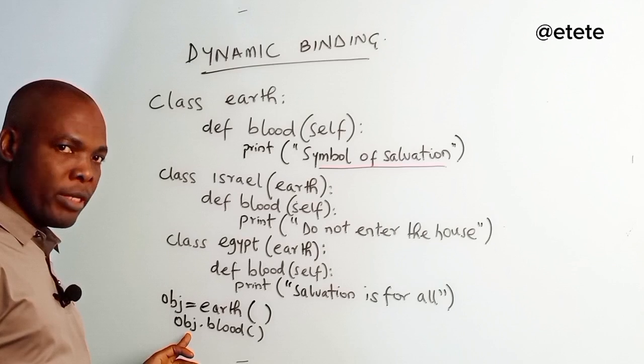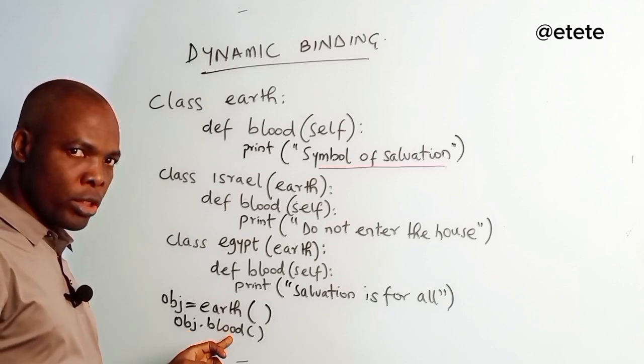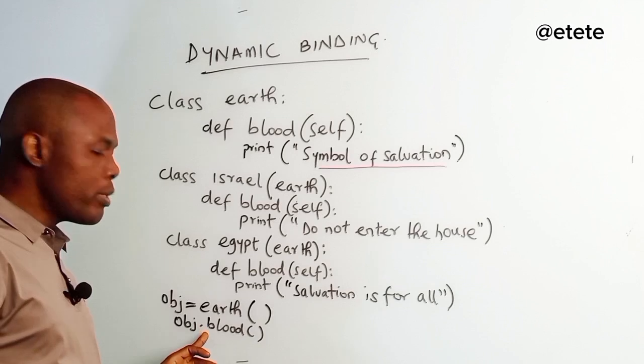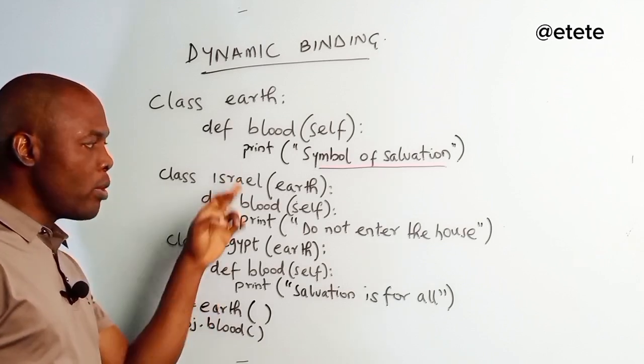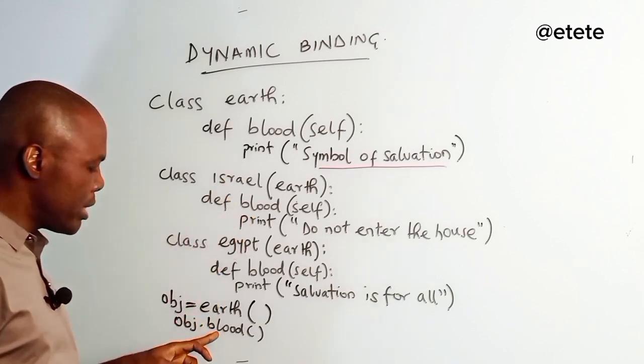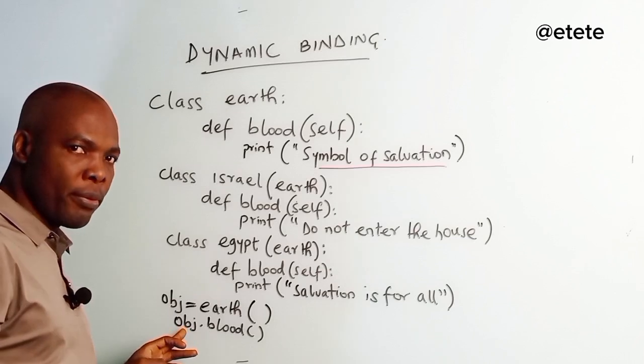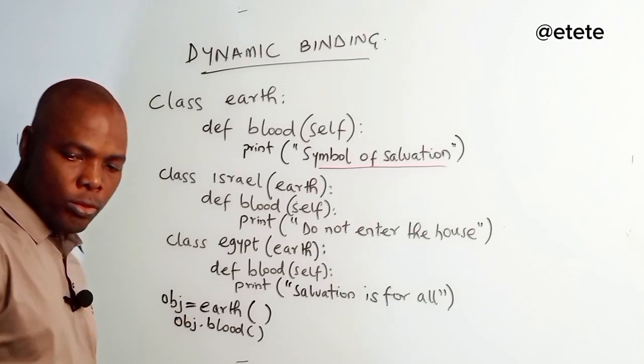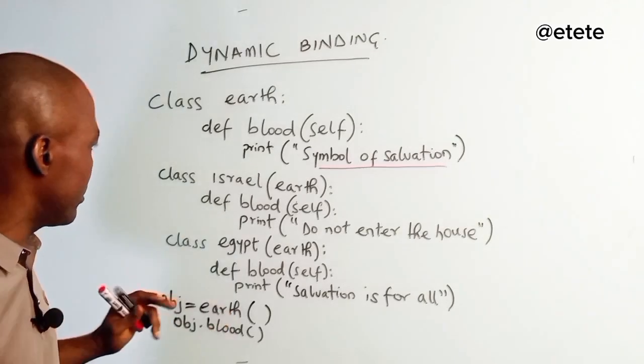That is the type of this object. So when you are calling the method blood, even though you have blood in these three classes, how would the system know which of the blood to execute? It will be determined by the type of the class. Now, I can do this instead of this, right?